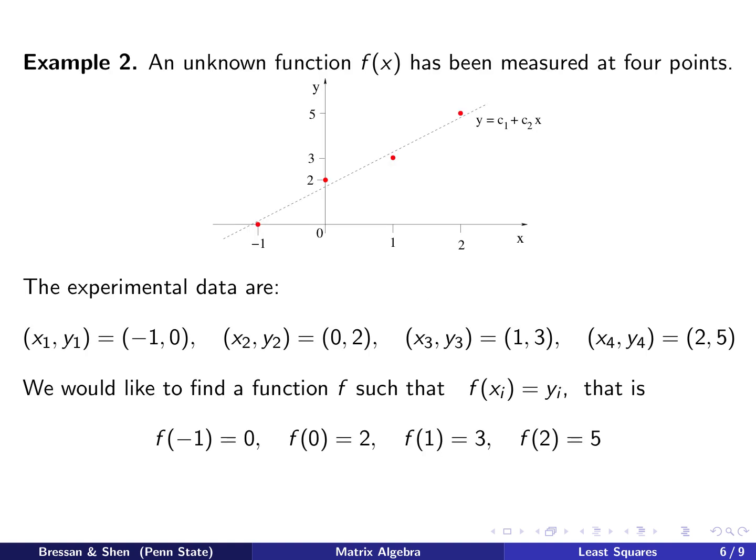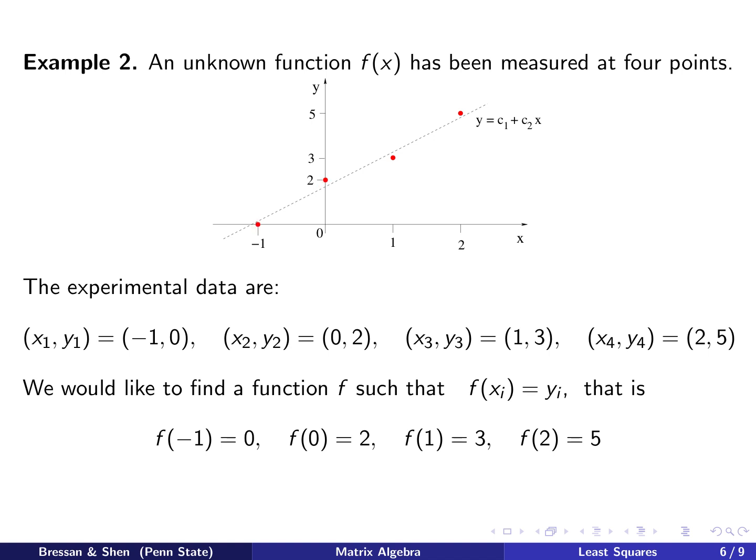So, let's take an example. We have an unknown function f. It has been measured at 4 points, x1, x2, x3, x4. x1 is at -1 and the function is 0, so that's your y1. And at x2, which is 0, the function y is 2. And then at x3, which is 1, the function is 3. And then at x4, which is 2, the function equals 5.